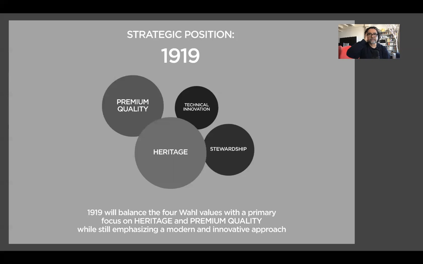and then we show the strategic positioning of that name, and we take the values that we've outlined here: heritage, premium quality, technical innovation, and stewardship. We put a certain weight to different ones, and the larger circles signify that in this concept, 1919, we're turning up the volume on heritage at the highest level, and also premium quality comes in there. Stewardship a little less, and technical innovation, it's not so much about that. This is more about legacy. So it'll balance all 4 of the values, but with heritage and premium quality being emphasized the most.